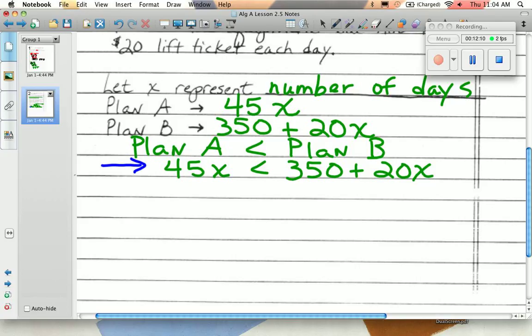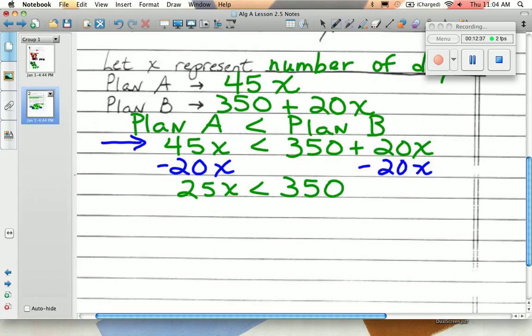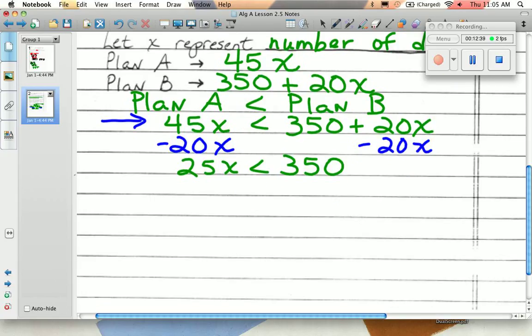Anybody want to make a suggestion what they think we should do to start solving this? Jade or JC? Subtract 20x. These 45x's are hanging out alone over here already. Leave them alone. Bring the other x's over to them. So now what does our inequality read? 25x is less than 350. And our next move would be to divide both sides by 25.